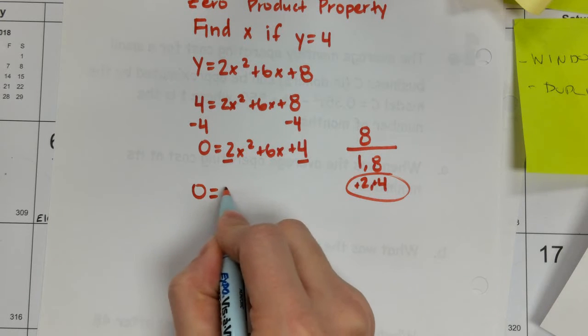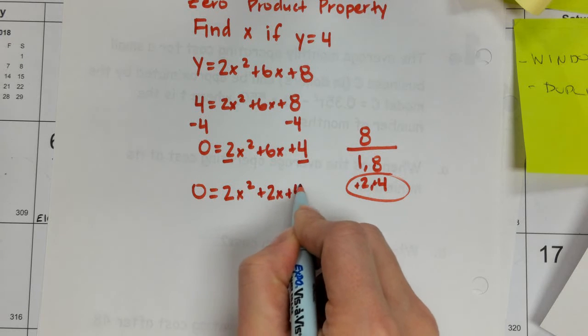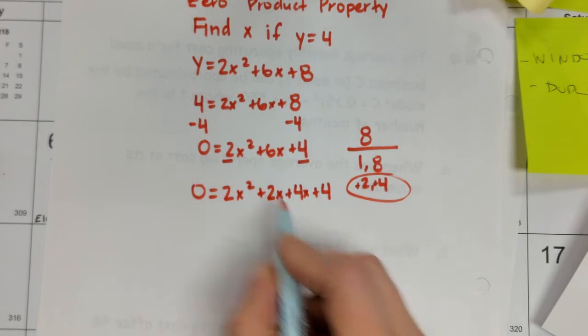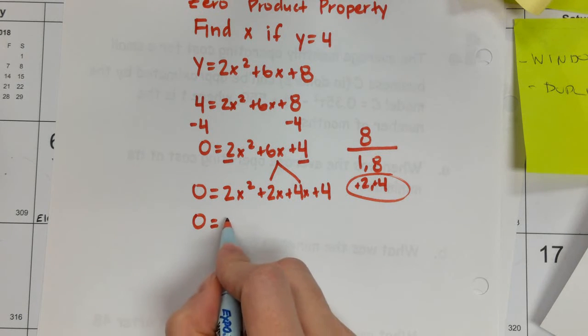Going through, now we're just doing the AC method like last unit. So 2x, 4x, and a 4. I just split that 6x up. I'm keeping the 0, it's coming along.